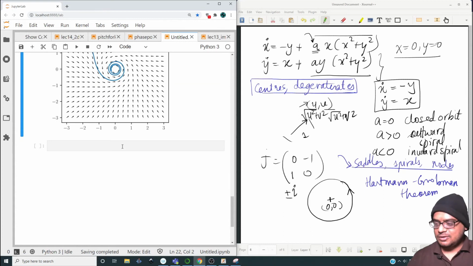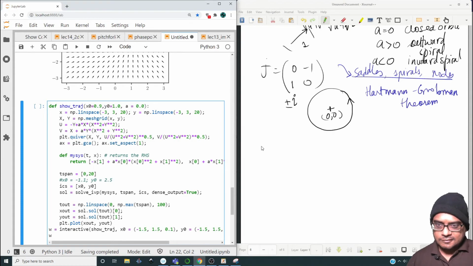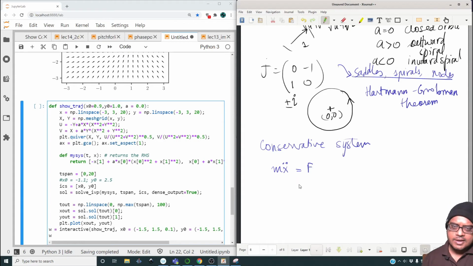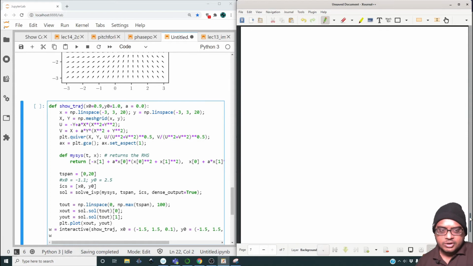Let us now proceed to another set of problems in which we have an attractor or an oscillator. So in physics, we have what is called a conservative system, and typically it is defined as m x double dot equal to some force. But if the force is conservative, then it can be given as the negative gradient of some potential. Okay, so let us consider the potential V equal to minus half x squared plus 1/4 x to the power 4. Let us consider this particular potential.